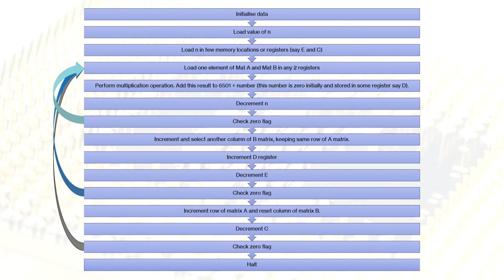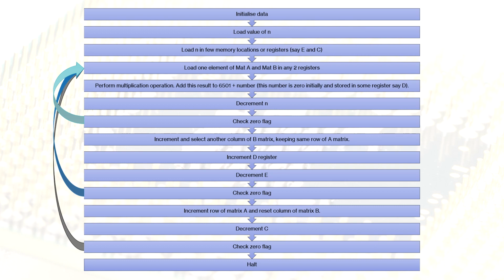Again decrement the value of n. At this location you might have seen that I have written add this result to 6501 plus some number. What this number will be is actually 0 initially, but with every loop that will be running, this number will increment. Fine. So initially it is at 6501, so we are multiplying A11 B11 adding it to 6501, multiplying A12 and B21 adding it to 6501, A13 B31 adding it to 6501, up to A1n Bn1. We are multiplying those two numbers, adding that to 6501.